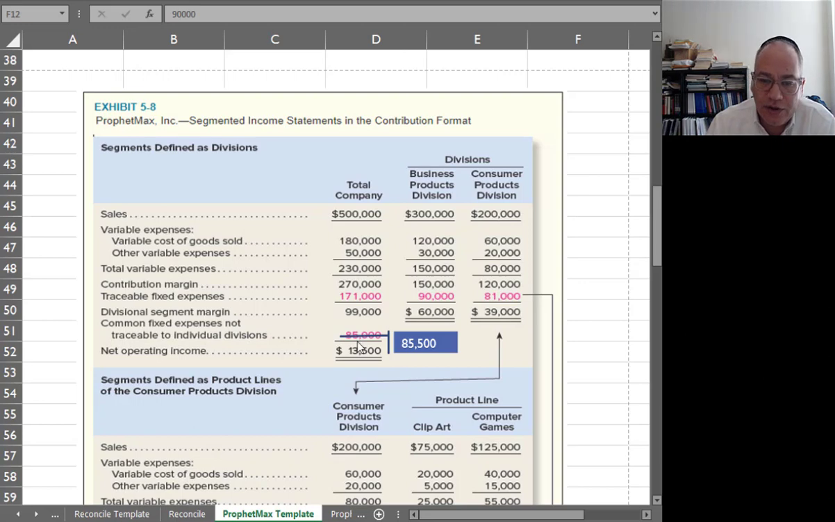And I should just note here, there was a little typo in this exhibit. It's also in the book, I think. It's in my copy of the book, at least. It says 85,000. It should say 85,500. It's just a little typo.